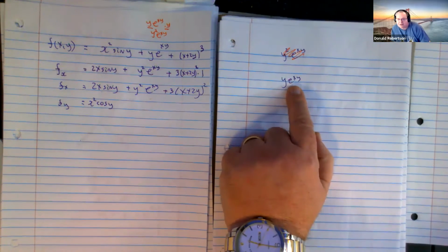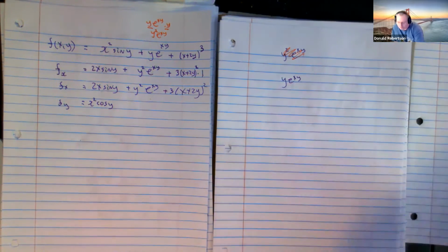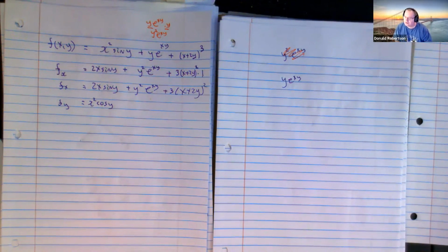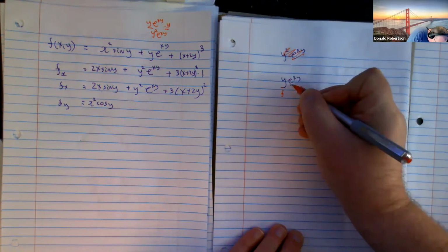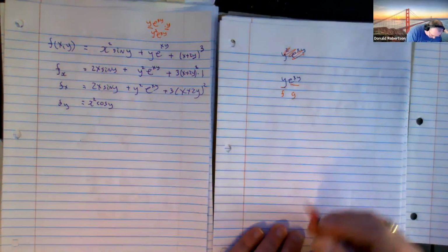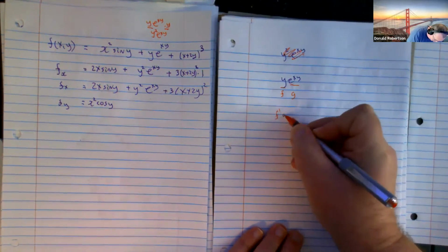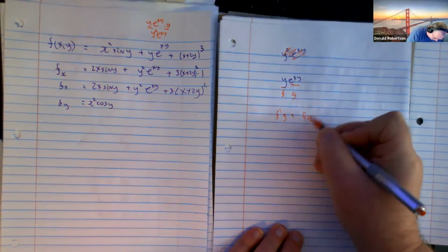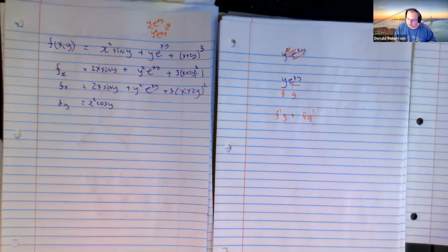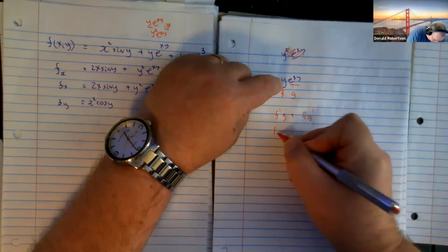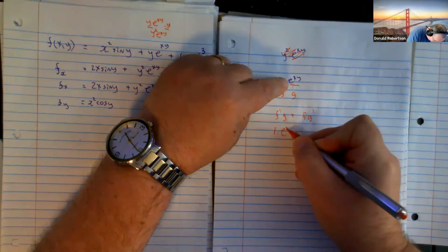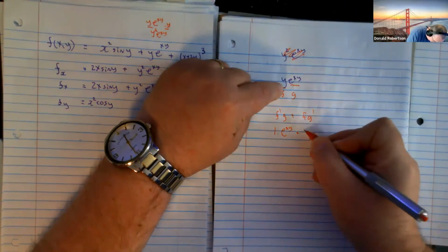Now, would you agree that this is a product rule? It's got a y here, so I'm calling that f, and it's got an e to the xy, I'm going to call that j. So product rule is still the product rule, right? The formula doesn't change. If you differentiate this guy with respect to y, you get 1. You leave this guy alone. You leave this guy alone.